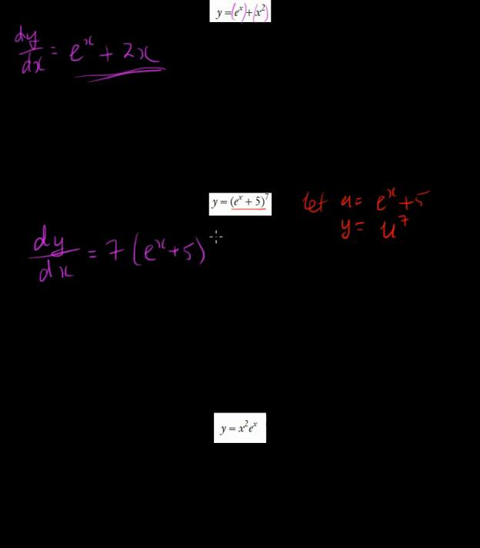I decrease the power by 1, to 6. Now I've got to differentiate the inside. So now that I've differentiated the outside, I need to differentiate what's inside, which is e^x plus 5. When I differentiate e^x plus 5, the 5 goes away and I've just got e^x. So I multiply this by the differentiation of the inside, which is just e^x. I put them both together, so this is 7(e^x plus 5) to the power of 6, and that's your final answer.